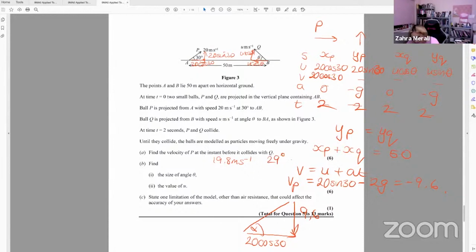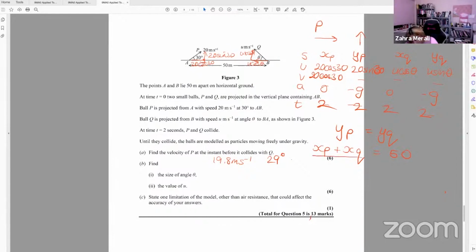Okay, so that actually didn't need those bits of information we put up here, but we do need them for part B, which is 6 marks. We know that YP equals YQ, and we know the sum of the two distances. Let's do the sum first: 20 cos 30 times 2, plus u cos theta times 2, equals 50.